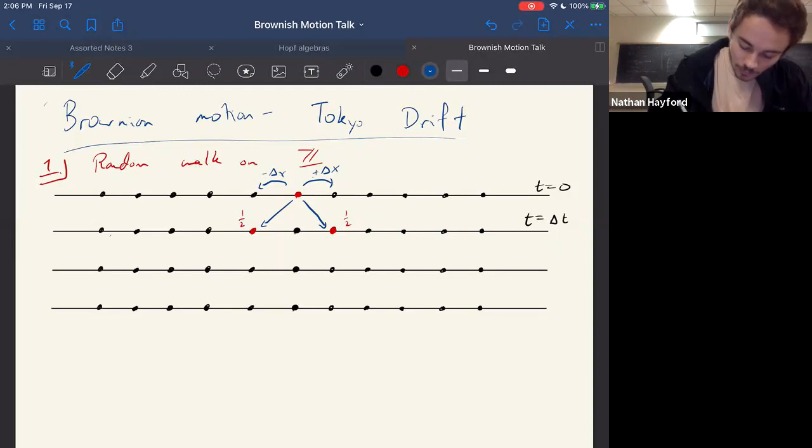If I do this again, well, if I flipped the coin and I landed here first, when I flip the coin again, I'll either move this way or that way, each with probability 1/2, but it was a probability 1/2 to get here to start with. So the probability of ending up here after 2 coin flips is 1/4. And the probability of coming along this path from here to there is also 1/4.